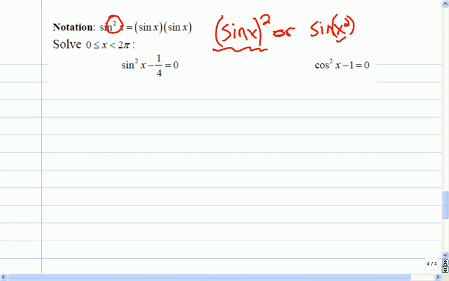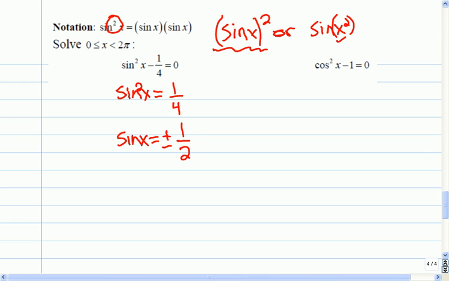Watch how this goes. If I've got sine squared x equals 1/4, what would you do normally? If this was any old equation that you've solved before, what would you do with this? Say it. Square root. Yeah, so if I square root both sides, what do I have on this side? Plus minus, right. It could be positive or negative, because when I square it, it comes back to positive.